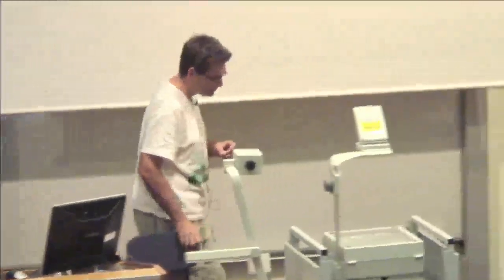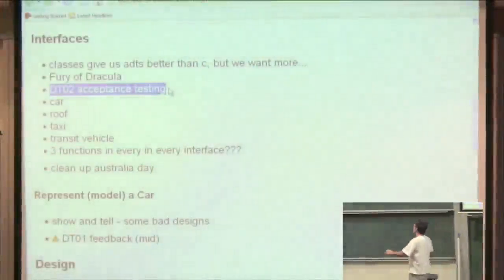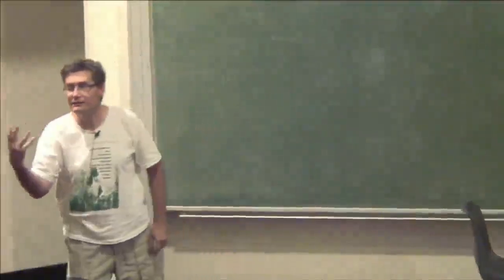Now, I had an example of it. Yeah, the acceptance testing for design task 2 that you guys are working on now. If you look at the acceptance tests that Rupert wrote, they're really quite clever. What he's done is, I'm going to draw a picture. He's got something which he calls an interface.